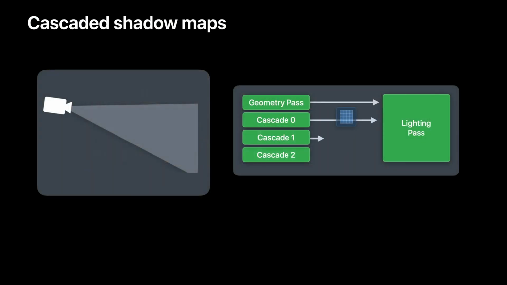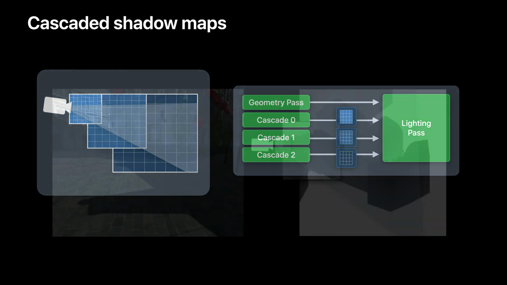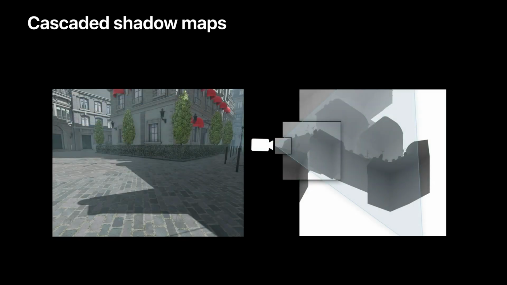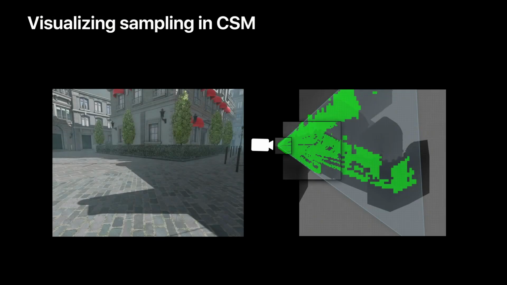Cascaded shadow mapping is a more advanced technique for shadows that use multiple individual shadow maps to cover the scene more efficiently. It allocates higher resolution shadow maps near the camera and lower resolution maps farther from the camera. For example, this scene uses 3 overlapping shadow maps. Each shadow map has the same texture resolution and is mapped to increasingly larger areas the further it is from the camera. The green highlighted areas in the shadow map represent the texels that the lighting pass samples.